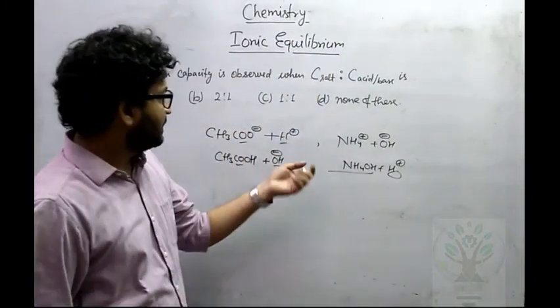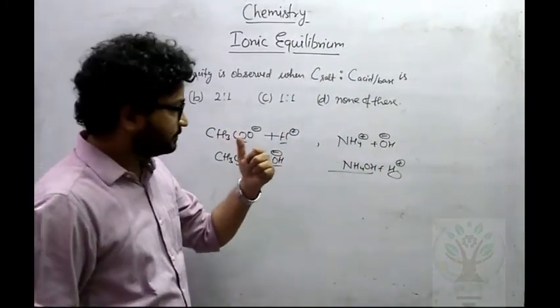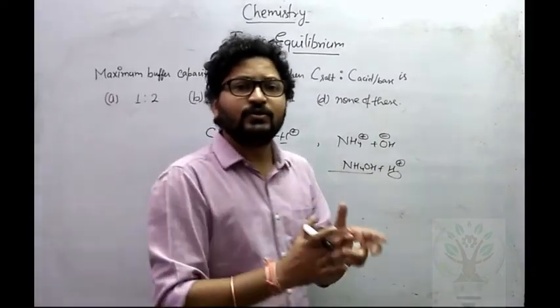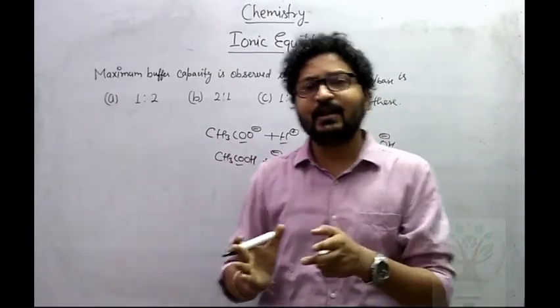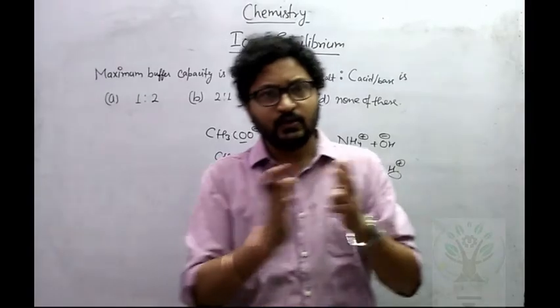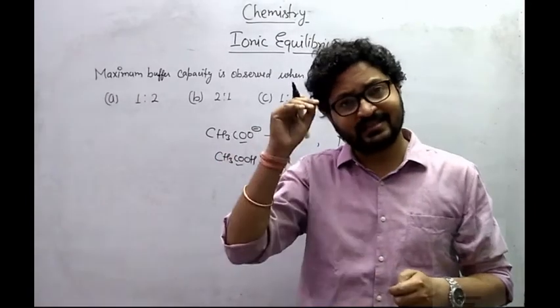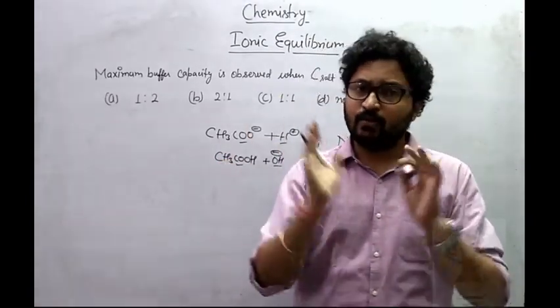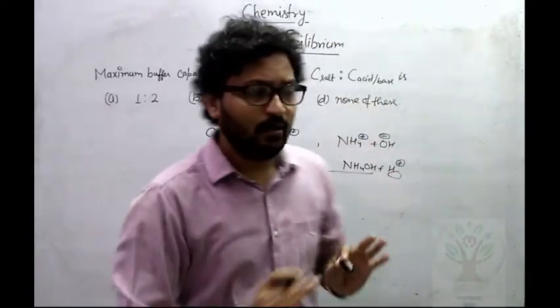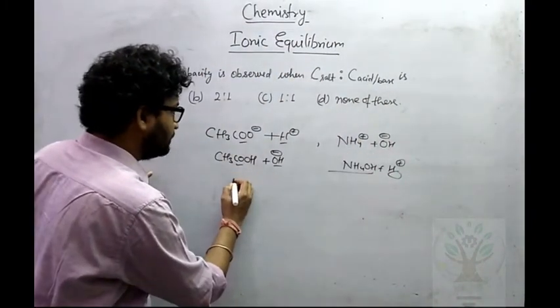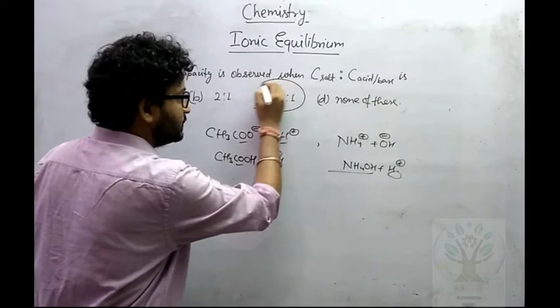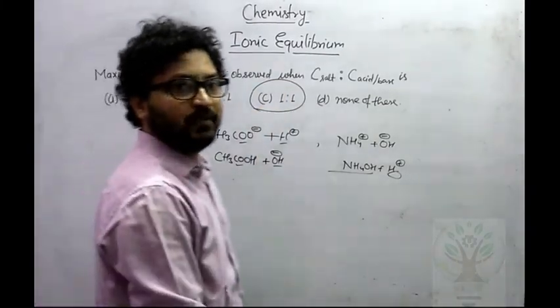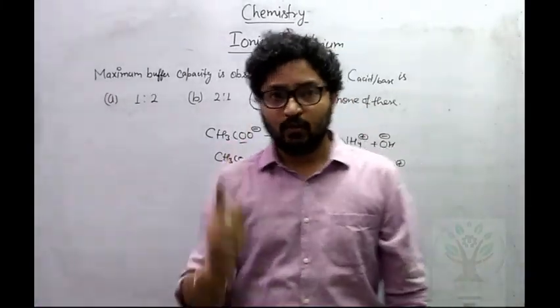So we say a buffer which has equal concentration of both acid and salt, or base and salt, will perform best against any given acid or base. You're getting this thing. So the best buffer capacity is observed when the concentration of salt to the concentration of acid or base is 1:1.